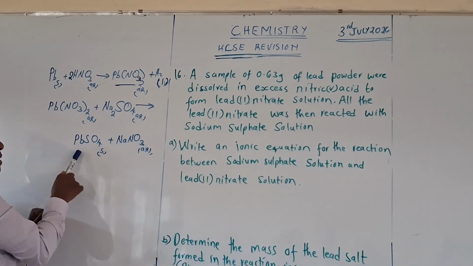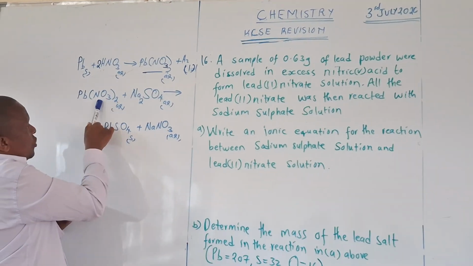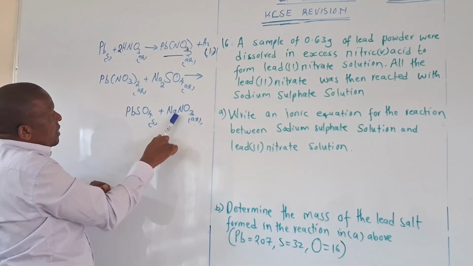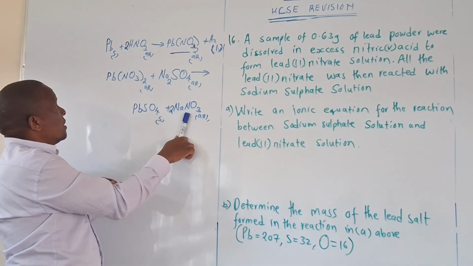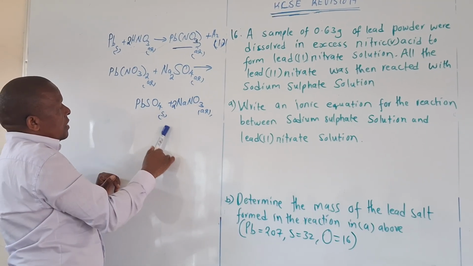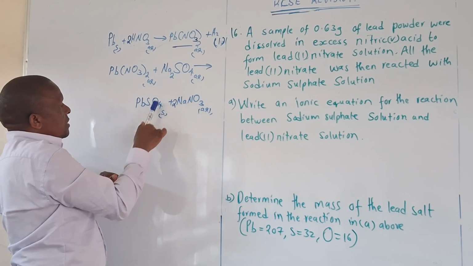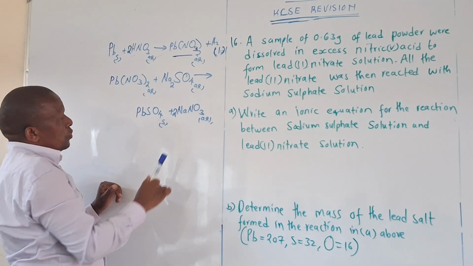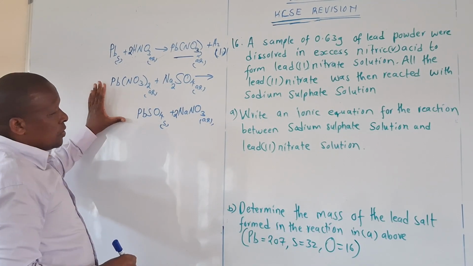Lead 1, lead 1. Nitrogen 2, nitrogen 1. So we write 2 here to balance the nitrogen. Yes. Oxygen 6 plus 4, 10. Oxygen 4 plus 6, 10. Sulfur 1, sulfur 1. Sodium 2, sodium 2. That equation is now balanced. So this is the equation.